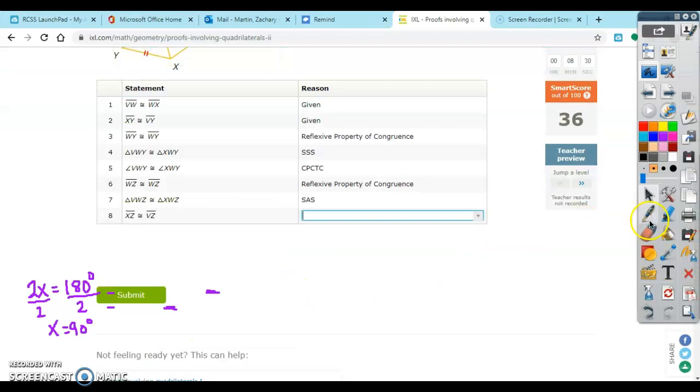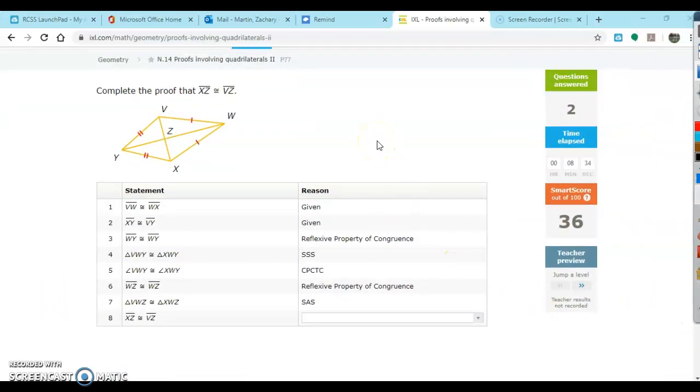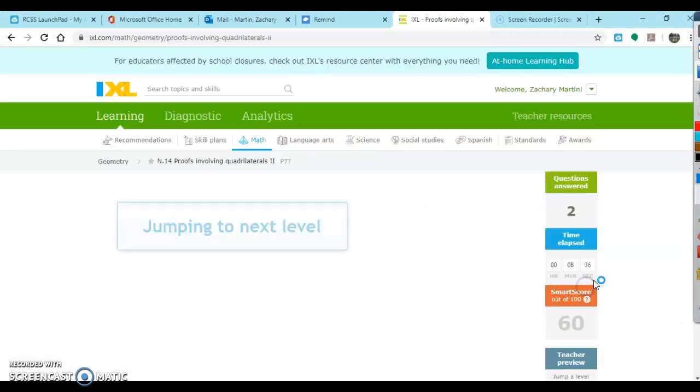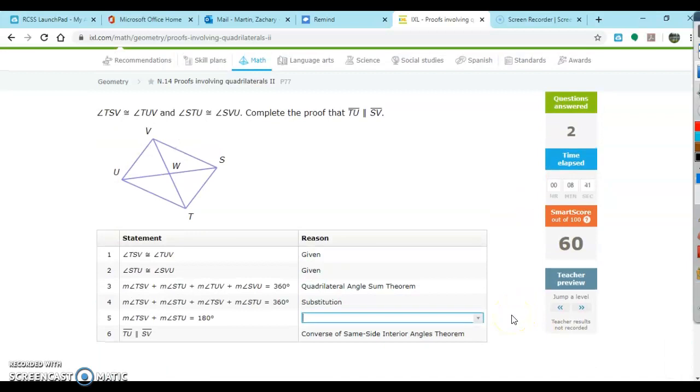Terrific. Fantastic. All right, let's jump ahead. This is sort of the flow. This is how things should go for you in the beginning. We're going to jump a level here. Once you get to a SMART score of about 60, then you've got to do something a little different. So let's see what's going on here.